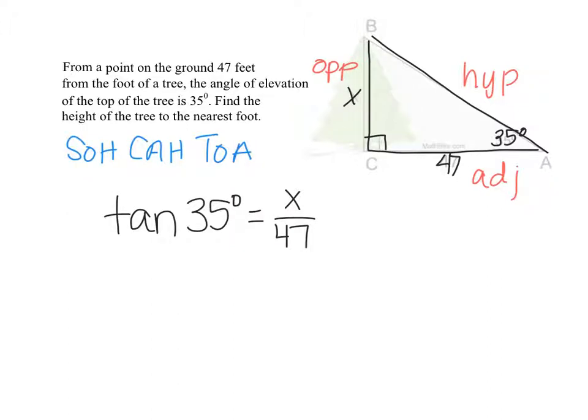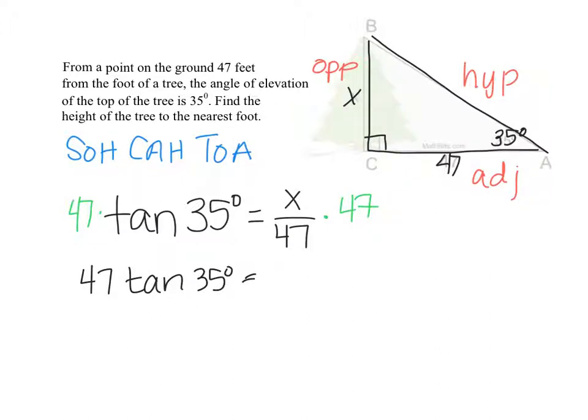The next thing that I'm going to do is solve for x. To solve for x, I am going to multiply both sides by 47 to undo the 47 from the denominator. So what I'm actually going to type in my calculator is 47 times the tangent of 35 degrees.